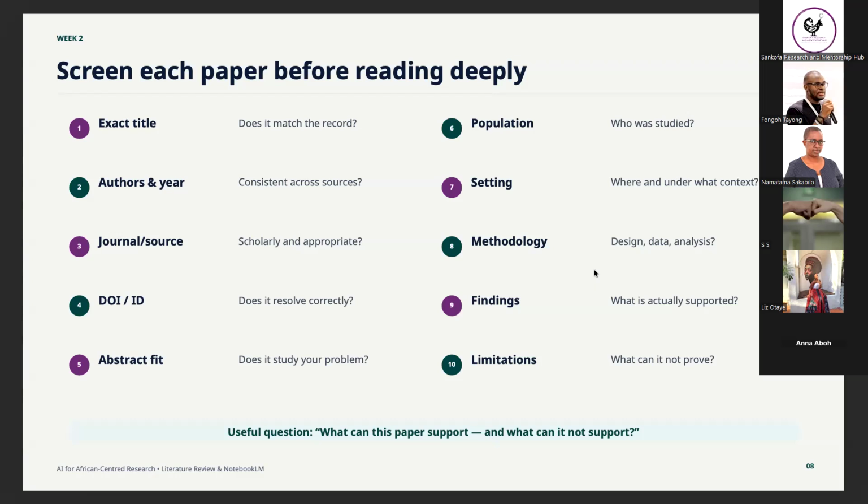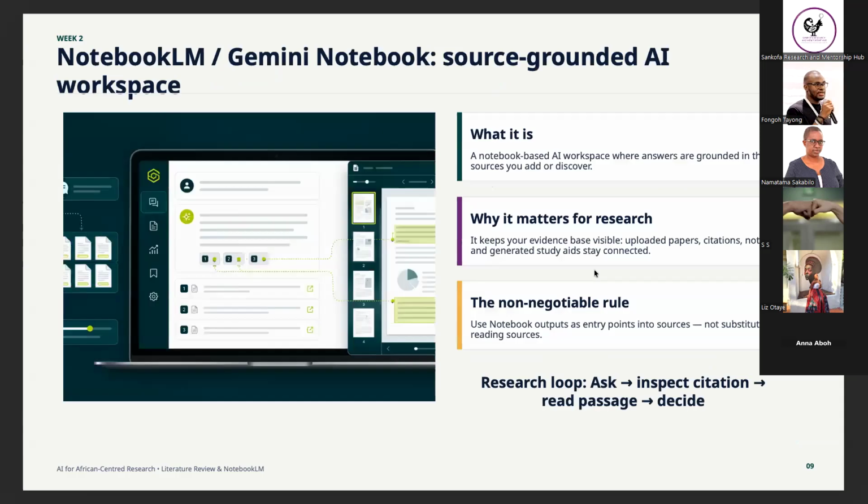First, what's the exact title? Does it match the record? Do the author and the year match? Is the source or journal appropriate? Does the DOI resolve correctly? Does the abstract fit your study problem? Does the population that you're targeting match your own? Is the setting within your context? The methodology: is the design and data analysis right for you? Findings: what it actually supports. Limitations: what it cannot prove. So the useful question is, what can this paper support and what can it not support?